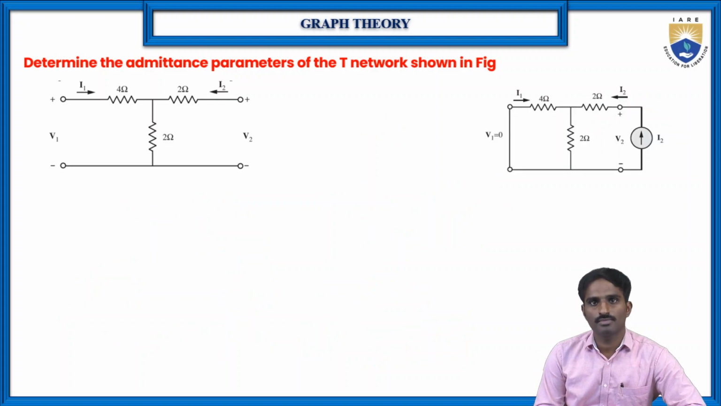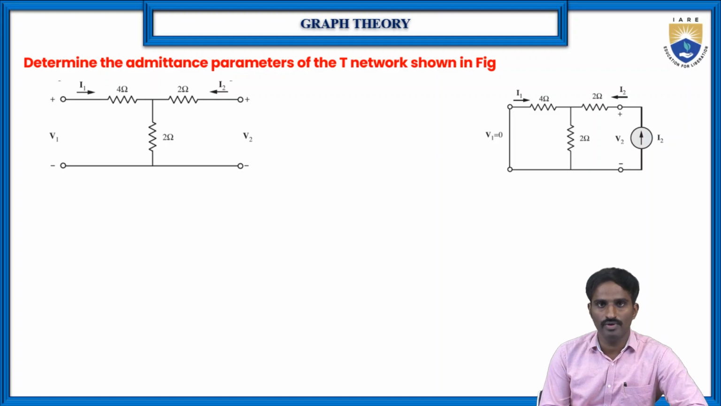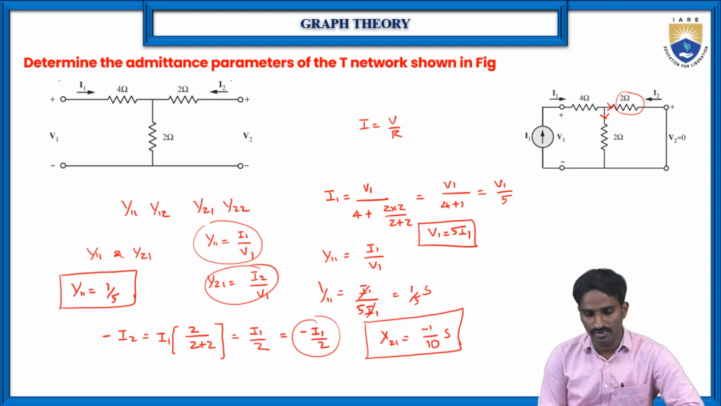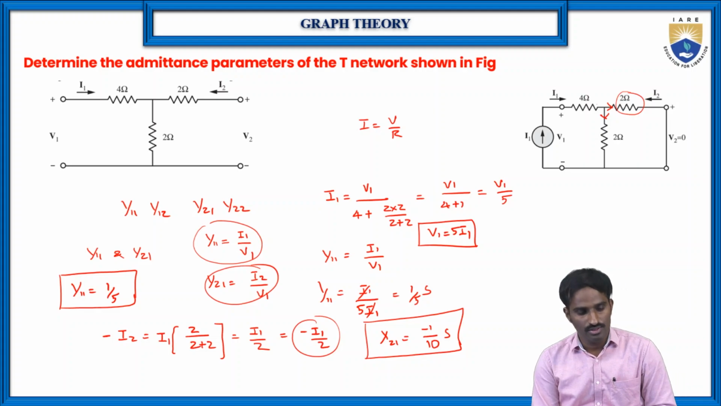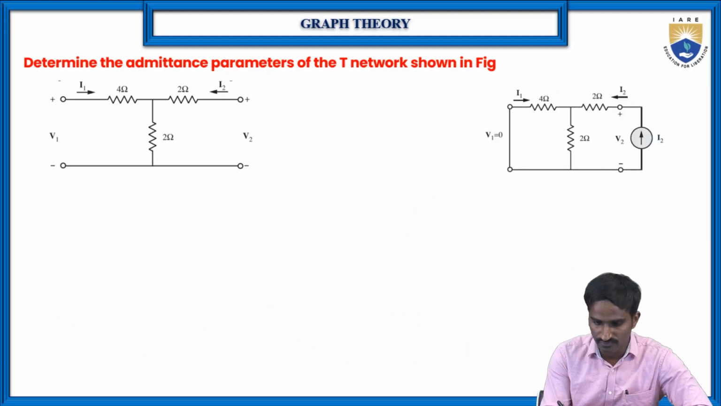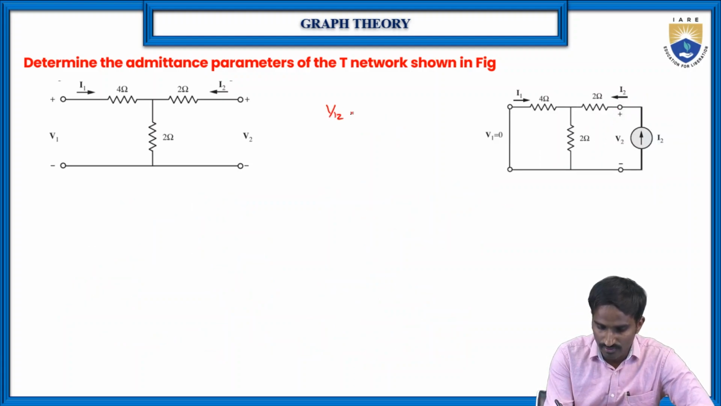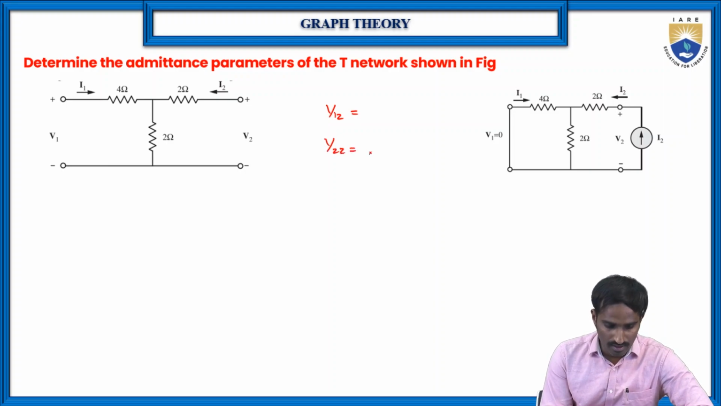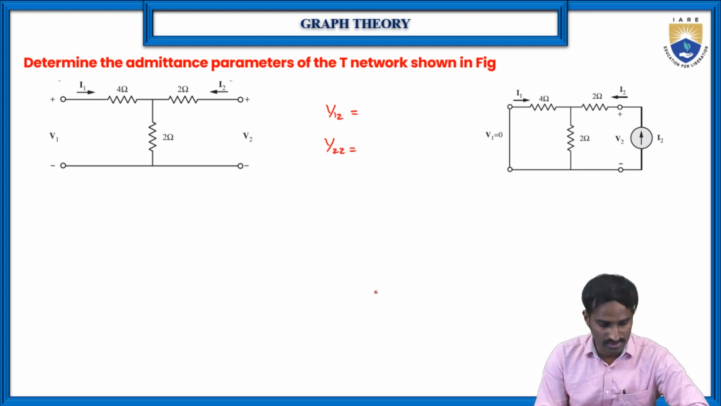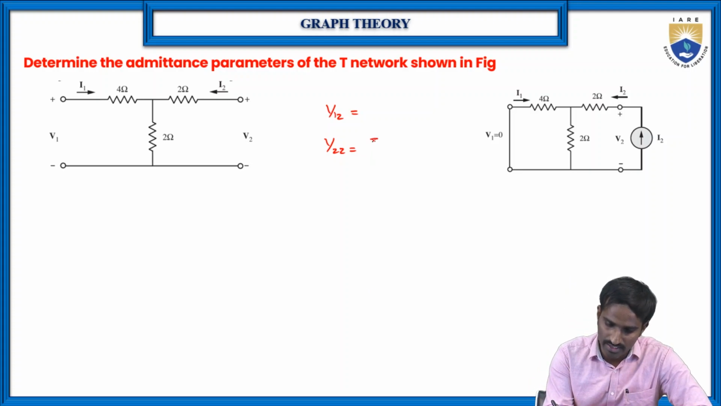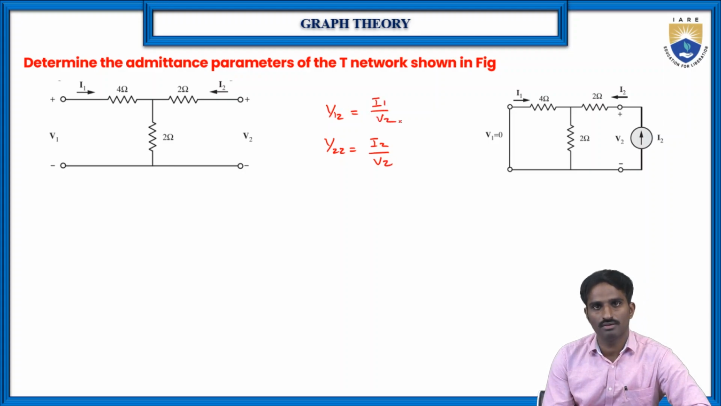Now let us find the other two y parameters. In the previous case we calculated y11 and y21. In the next case we are going to find y12 and y22. First let us find y22. Y22 is equal to I2 by V2 and y12 is equal to I1 by V2, right?